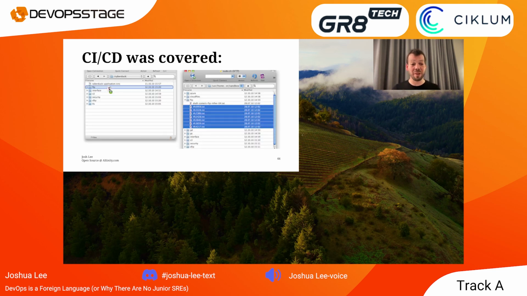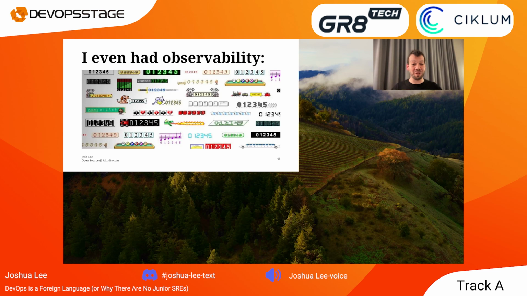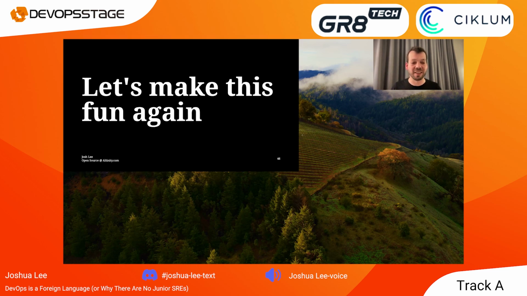And this platform had CI/CD, right? CyberDuck was my CI/CD. It was awesome. I got my code right to where I needed. Or if I wanted to test in prod, I could just edit the files right in prod. There wasn't anything more complicated than that. And I even had observability. I had hit counters. So I guess what I'm trying to say is, let's make this fun again.